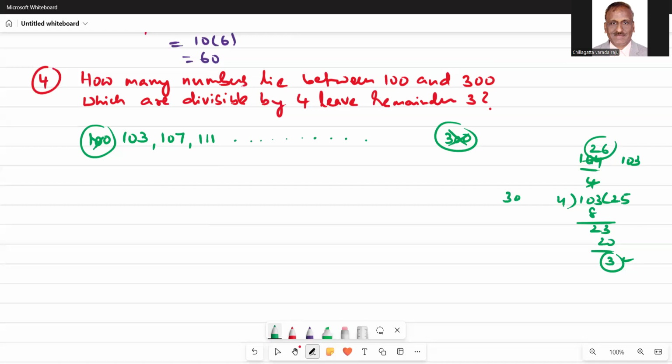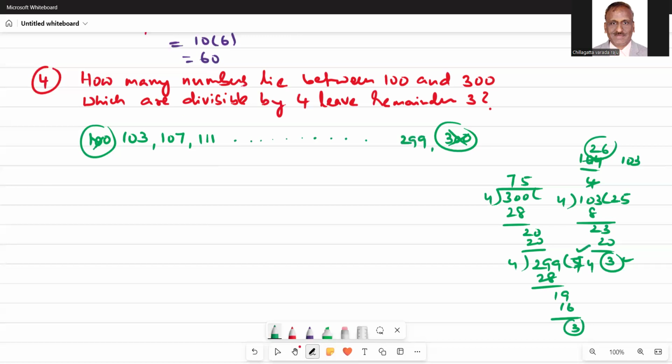Suppose like 300 itself you divide by 4, what are you going to get? 4 7s are 28, and 20; 4 5s are 20. That means 300 is exactly divisible by 4. Suppose I take 299, what happens? By 4, 4 7s are 28 and 19, 4 4s are 16. What is the remainder? 3. That means 4 divides 299, the quotient is 74 and the remainder is 3. So just one term prior to 300 is 299.